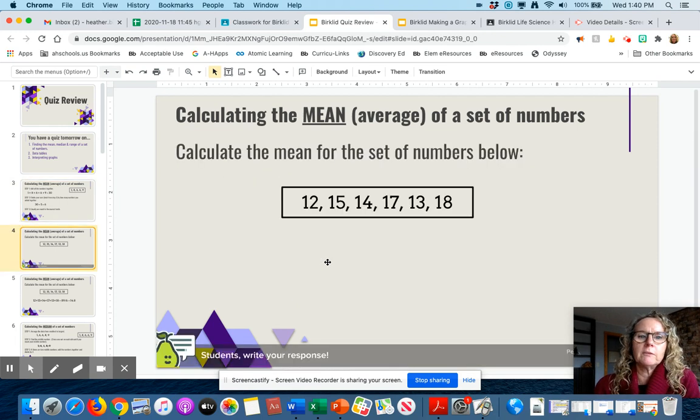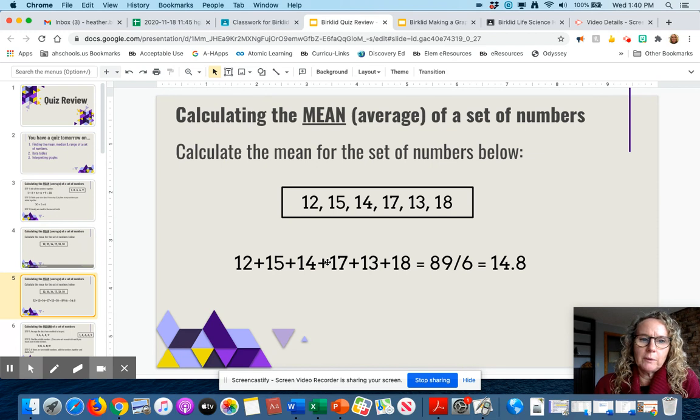So let's practice with this set. Get out a calculator and calculate the average of this set of numbers. All right, so here would be the answer. You would add the numbers up: 12 plus 15 plus 14 plus 17 plus 13 plus 18. And then you would divide by 6 because we have 6 numbers here. The answer would be 14.8. Again, notice how we rounded to 1 decimal point.